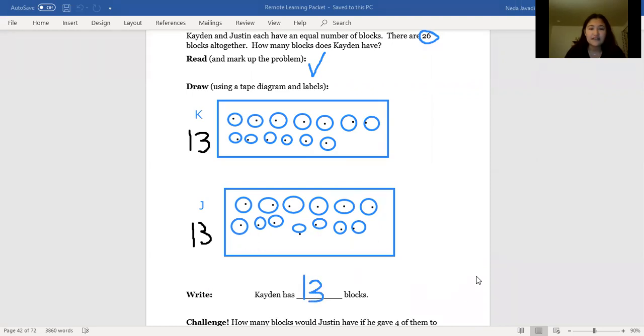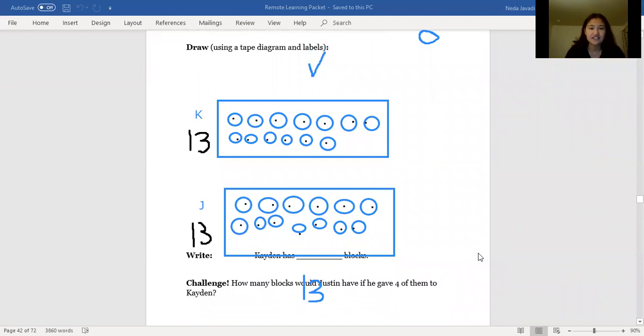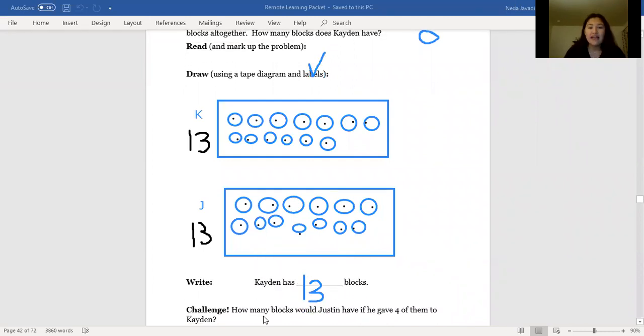Now let's scroll down to read the challenge. The challenge question says, how many blocks would Justin have if he gave 4 of them to Caden? Ooh, this is a tricky question. So now we're going to take 4 of Justin's blocks and move them over to Caden's. So on my picture, I'm going to cross out 1, 2, 3, 4 of Justin's blocks and add them to Caden's. So now we have 1, 2, 3, and one more, 4.